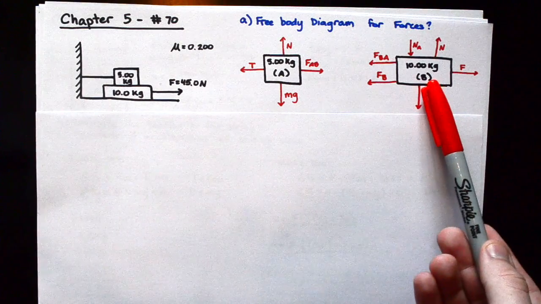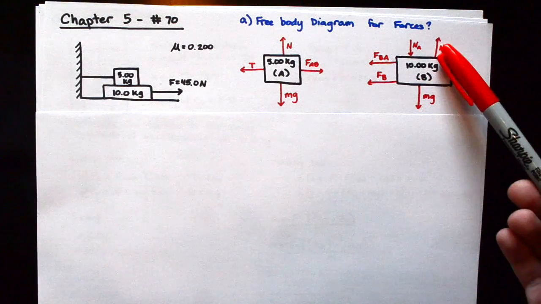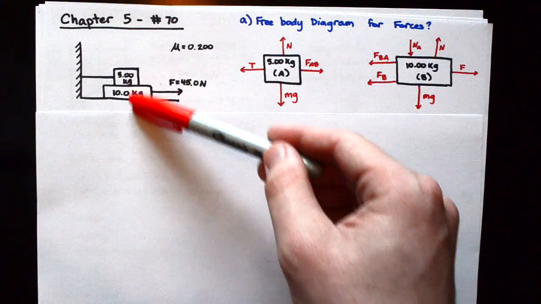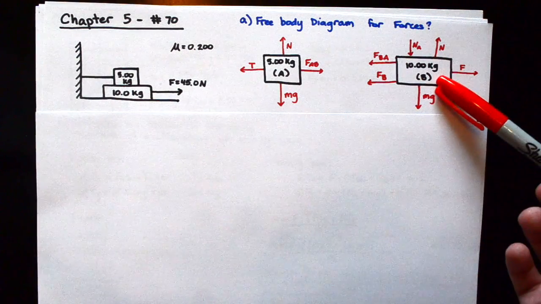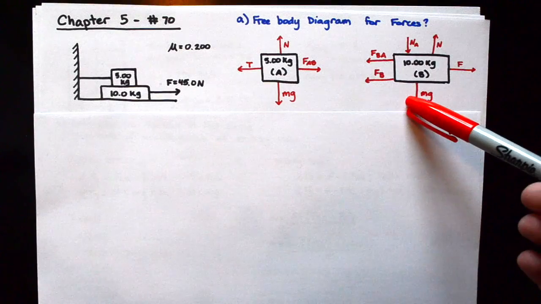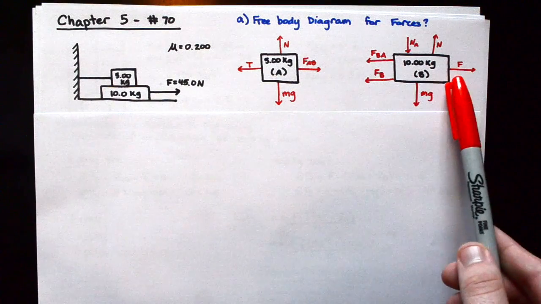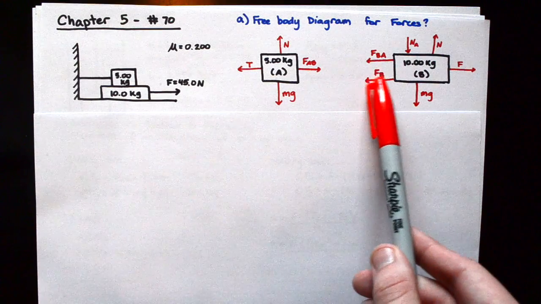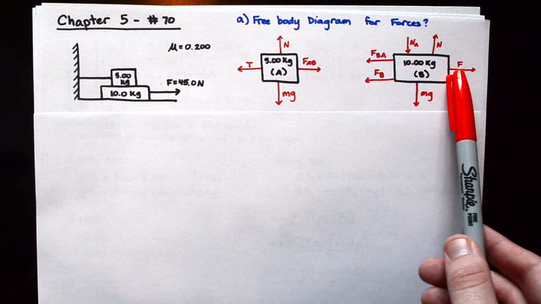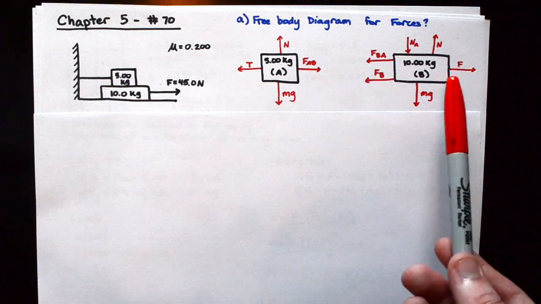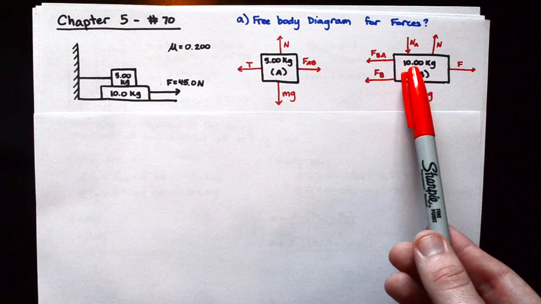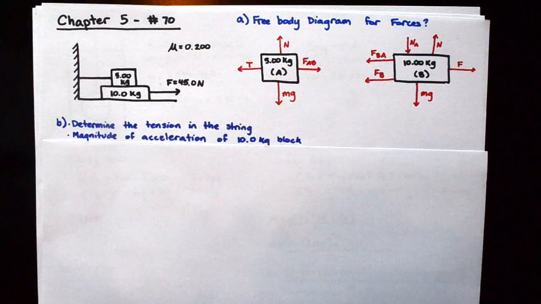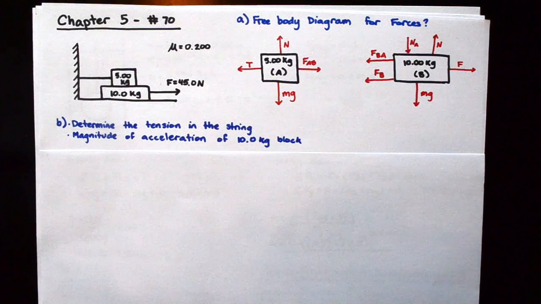For the 10 kilogram block, there's going to be a normal force from the surface of contact, and a normal force from the surface of contact from block A. There's going to be gravity, which is mass times gravity facing downwards. There's going to be the force of 45 newtons pulling the block. There's going to be the opposite force, the force of B, that is counteracting this force right here. And then, because of Newton's third law, there's going to be a force from block B to block A, force of BA.